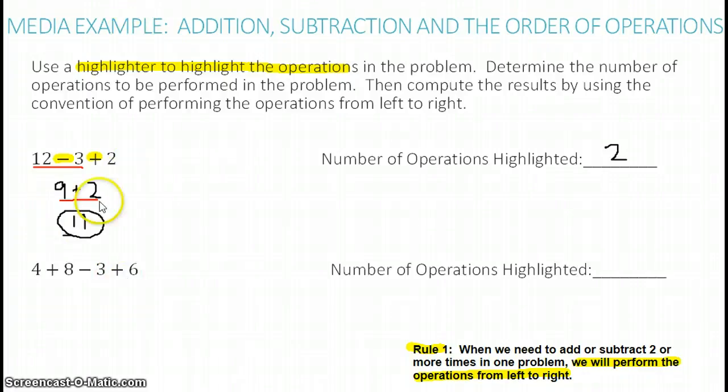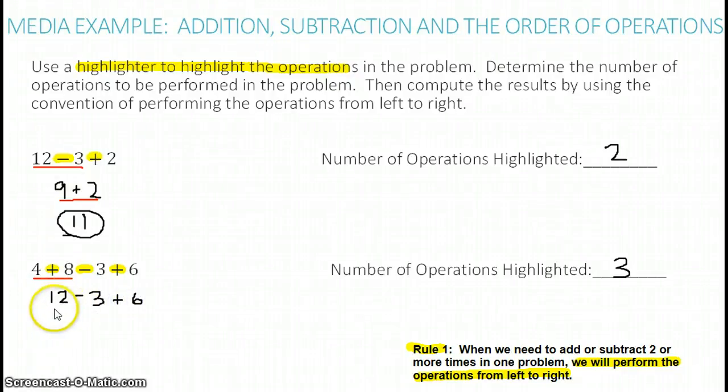Let's first start by highlighting. So we have 4 plus 8 minus 3 plus 6. That means we have 3 operations to perform, and we're going to move from left to right. Let's use the red pen, starting with 4 plus 8, that's the first operation on the left. We have 12, and now remember to write down the rest of the problem. Minus 3 plus 6. So one step is done.